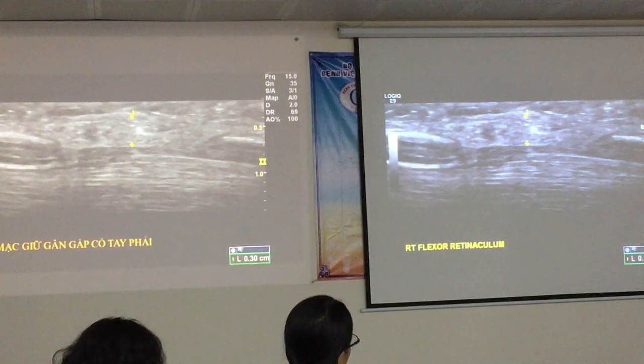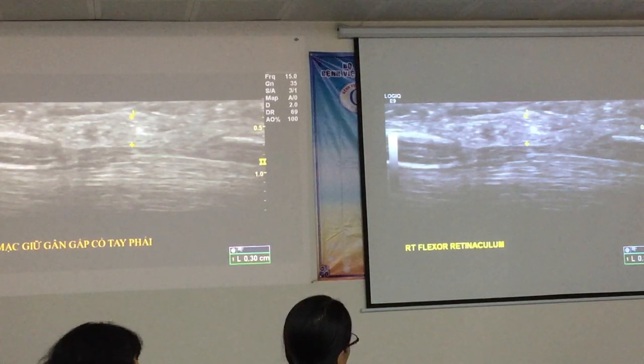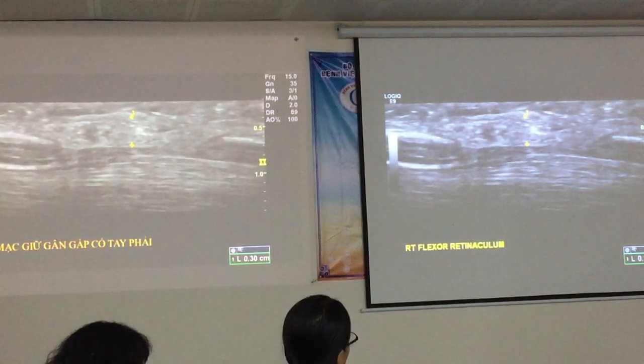So the role of ultrasound in carpal tunnel syndrome is generally not to, it's just to confirm if there's anything else pushing against the nerve.